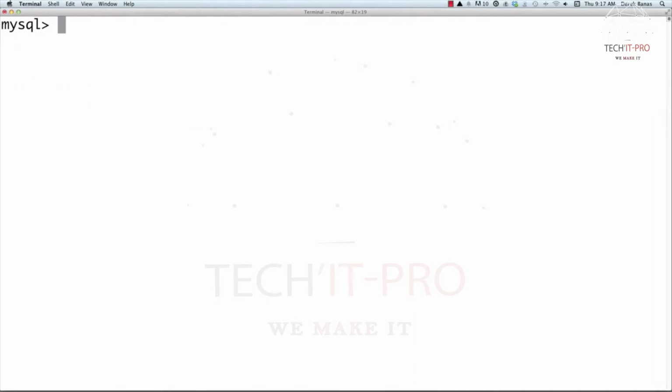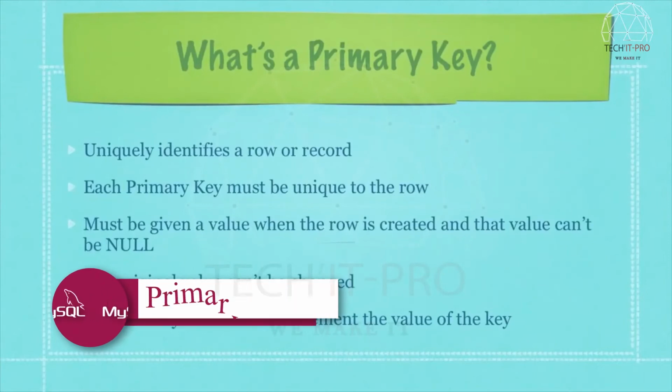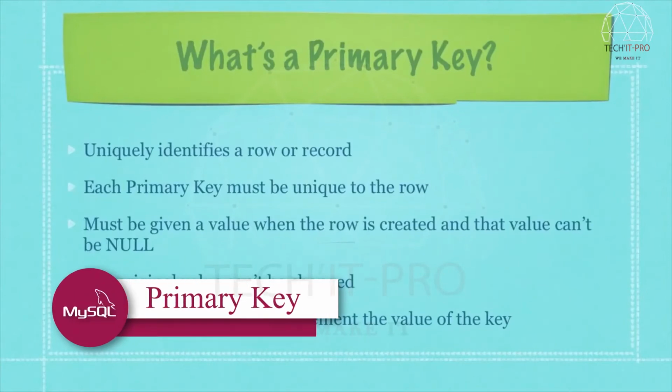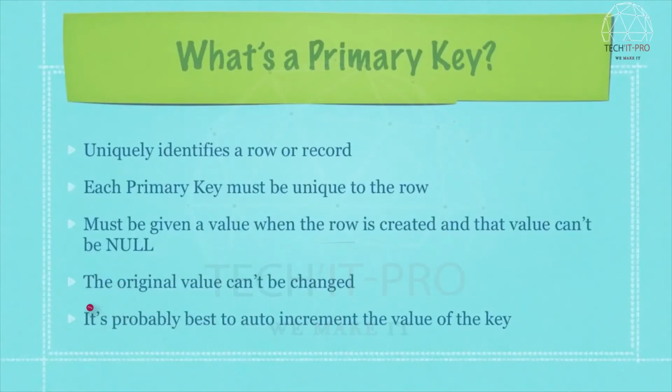You can change the name to whatever you want. Now, each of the students is going to have what I call a primary key, and let's just go over briefly exactly what a primary key is and some rules about them. They're going to be used to uniquely identify a row or a record, or student information in this situation. Each primary key must be unique to the row. It must be given a value when the row is created, and that value cannot be null. That original value cannot be changed, and it's probably best to auto-increment like I just showed you.